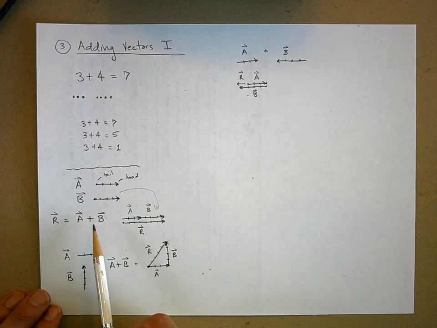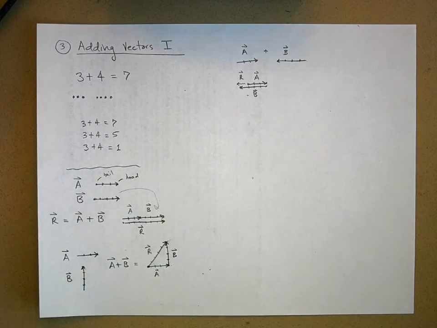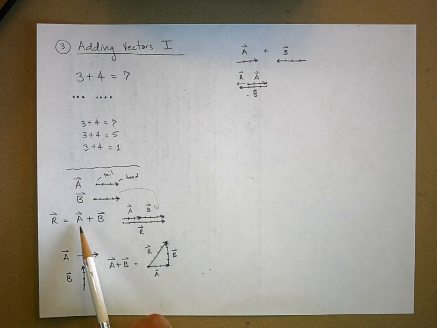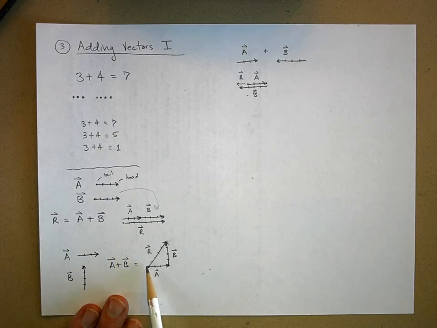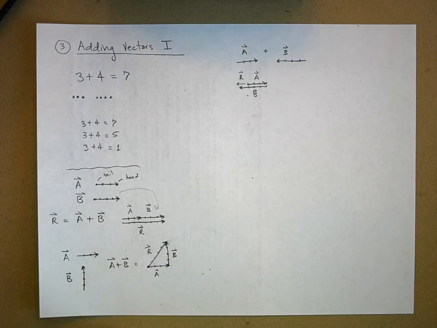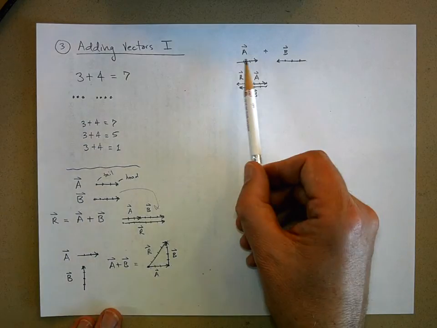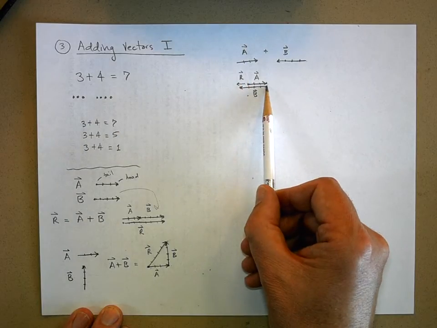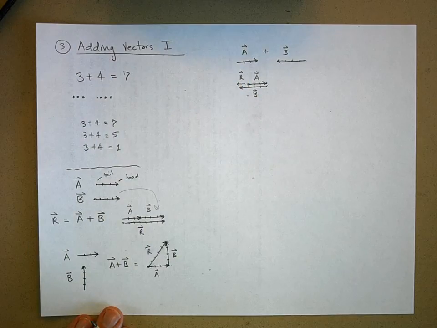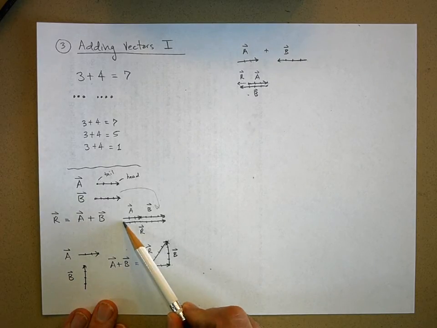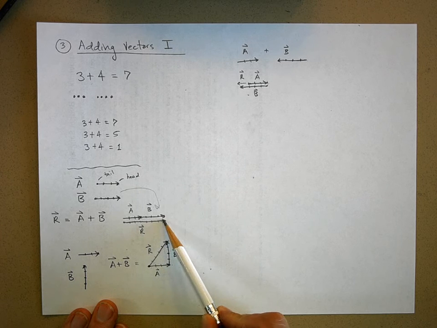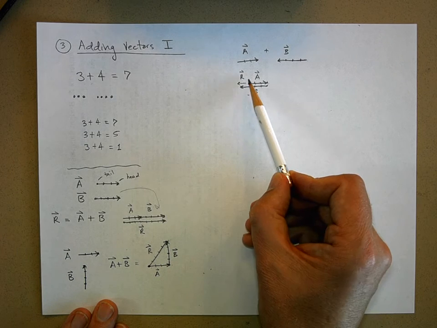Again, this plus sign, when it's between two vectors like this, is telling you to follow a specific procedure: hook up vector A and vector B head to tail. If they're in the same direction, here's A and B. If they're perpendicular to each other, A plus B. If they are in opposite directions, you go A plus B. And the result of all of this is to start where A started and end where B ends. And so here you get 7, here you get 5, and here you get 1.